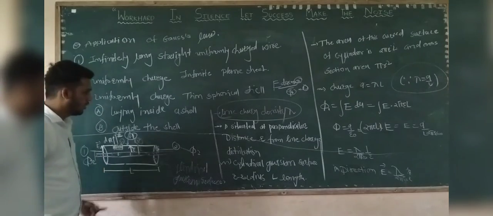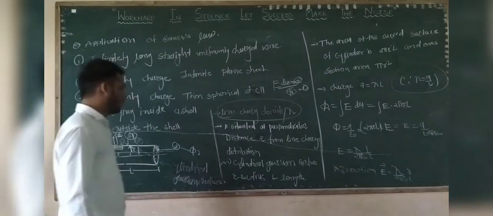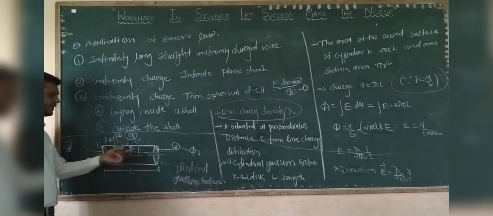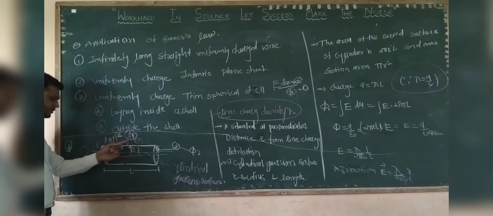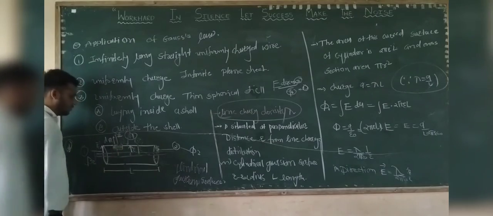Point P and point Q are what? They are perpendicular distances from our line charge distribution. See here, over this line charge distribution, here are our point P and point Q. Both are perpendicular to it.